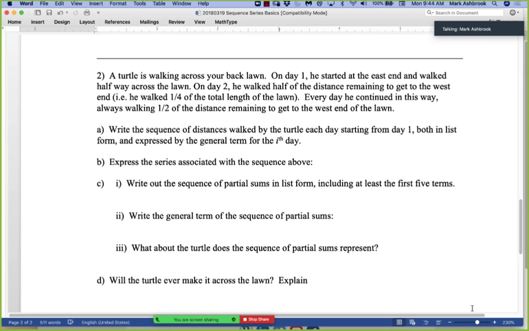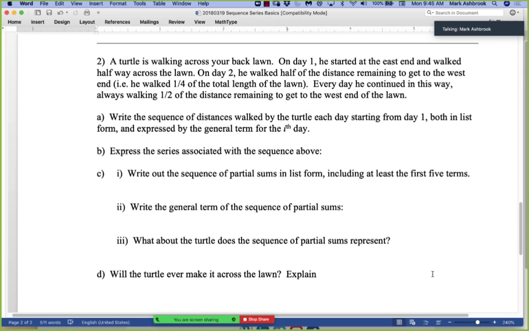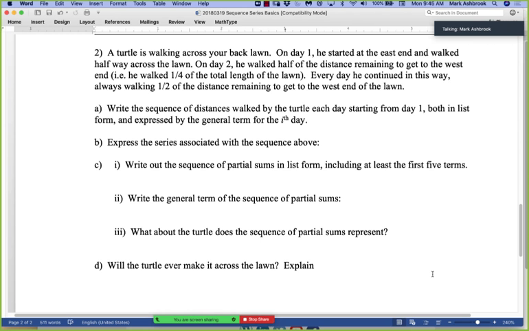So let's do this example as a good review, and it gives a real-world context to this stuff. A turtle is walking across your back lawn, and on day 1, he started at the east end and walked halfway across. On day 2, he walked half of the distance remaining to get to the west end. In other words, he walked 1/4 of the total length of the lawn. And then every day he continued this way, always walking half the distance remaining to get to the west end of the lawn.